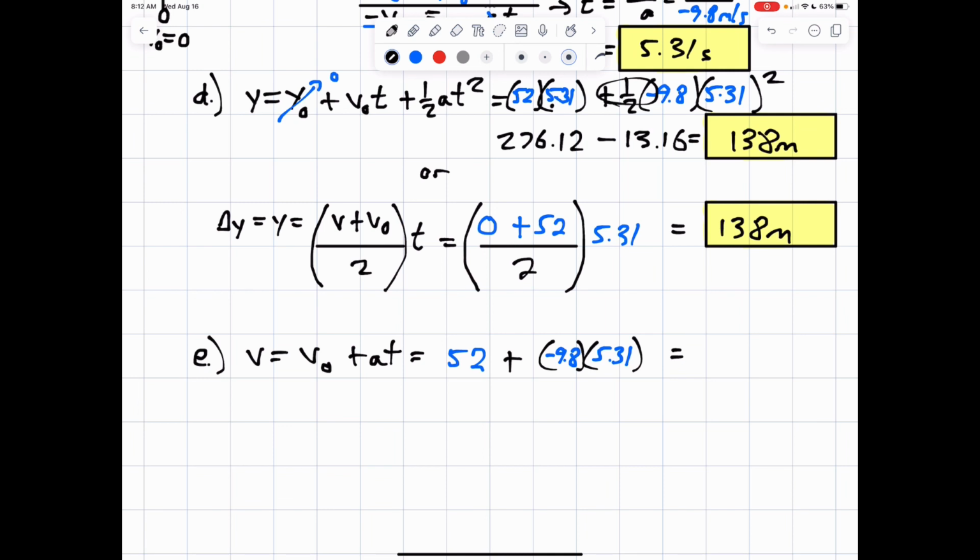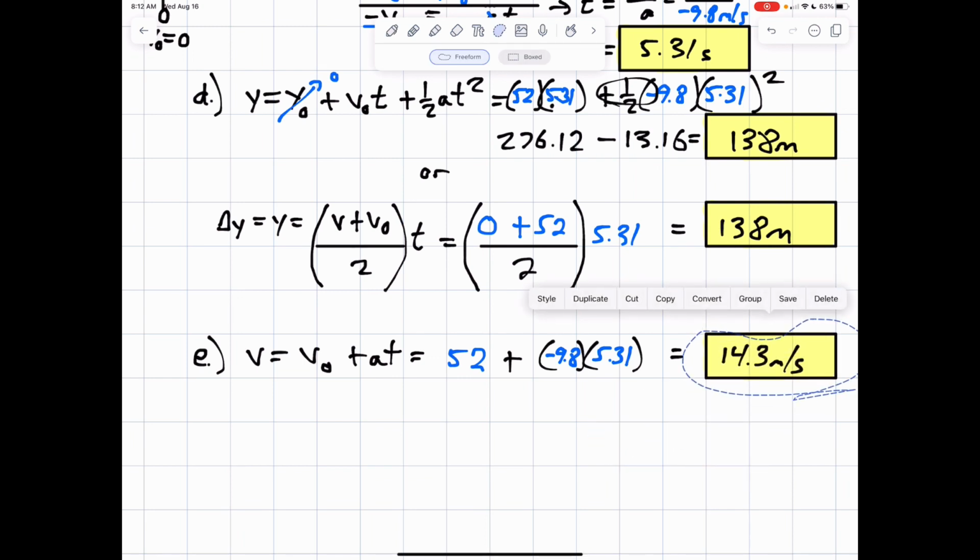Okay, so that would be the same as 52 minus 37.73, and you should get about 14.3 meters per second. Make sure you're putting this in your calculator yourself, right? Prove to yourself that you can get this right independently, okay?